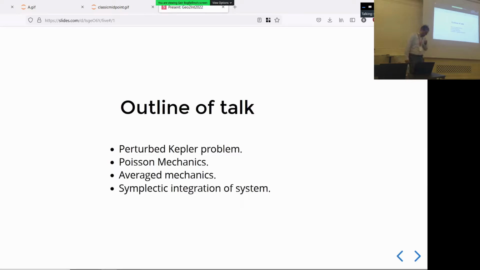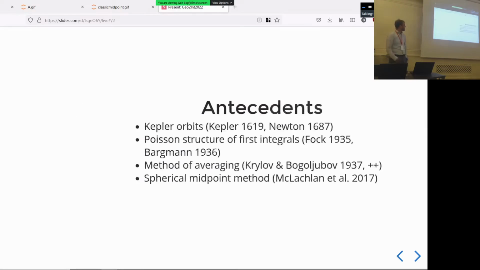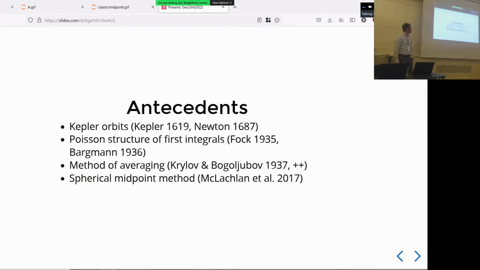It's the perturbed Kepler problem, and I'm going to talk a bit about Poisson mechanics. We've already seen that before at this conference. I'm going to talk about something called averaging mechanics, and finally I'm going to talk about how you can do symplectic integration of the resulting differential equations. And these are sort of the antecedents of where all of this is coming from, and we talked about all this at the breakfast as well.